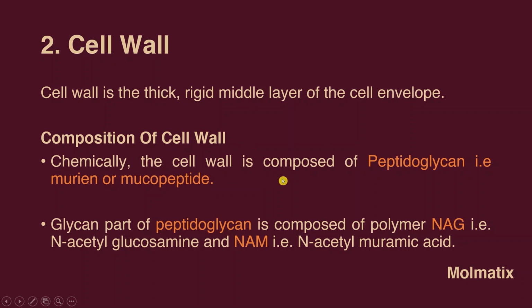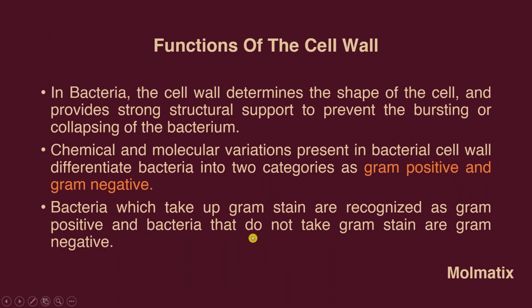Chemically, the cell wall is composed of peptidoglycan, that is murein or mucopeptides. The glycan part of the peptidoglycan is composed of two types of polymers, NAG and NAM. NAG means N-acetyl glucosamine and NAM means N-acetyl muramic acid. Functions of the cell wall.